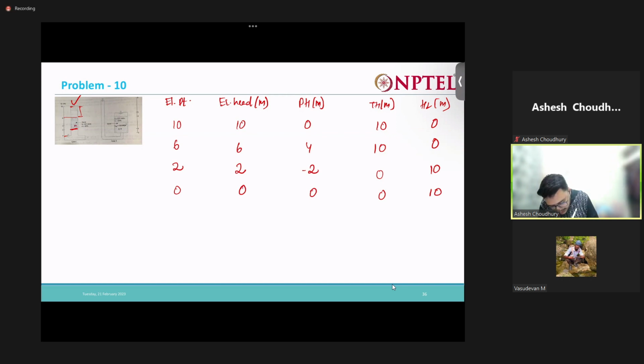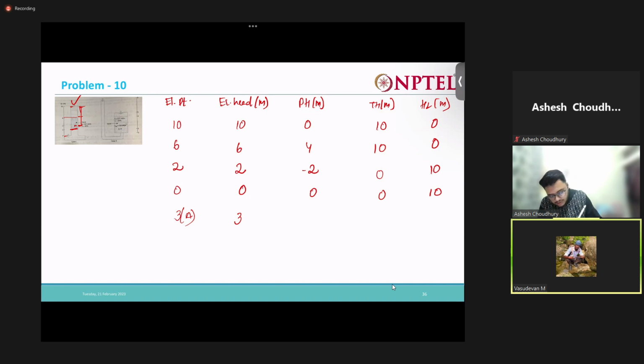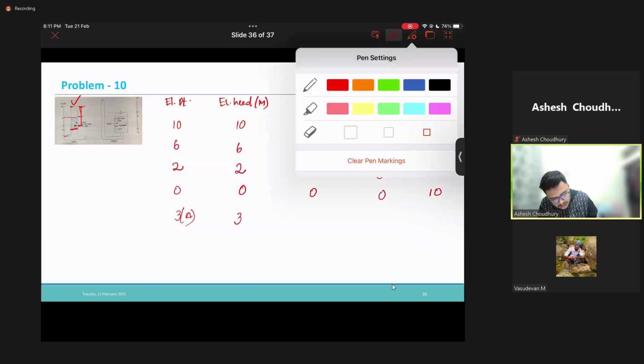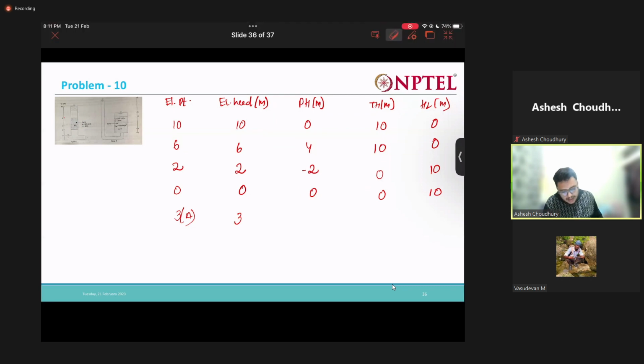Now for this point A, let us find out. The elevation is 3, right? 3 for A. What is the elevation head? 3 meter. What is the pressure head? Sorry, pressure head you cannot calculate like that. Just a minute. So elevation head you have here 3 at this point. From here to here it's 3 meter. Correct.